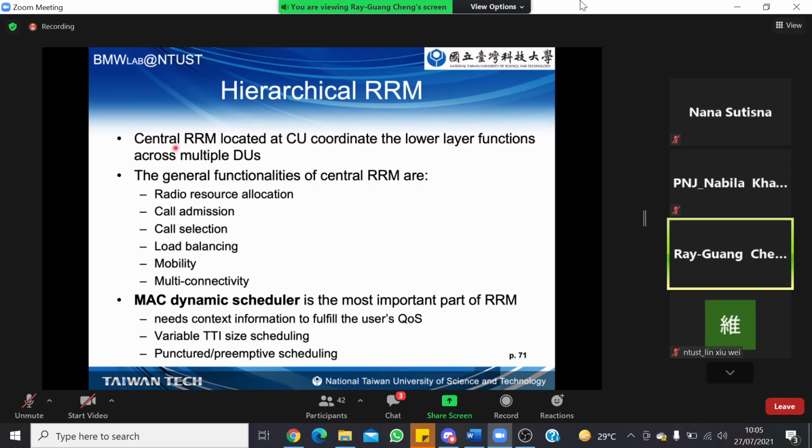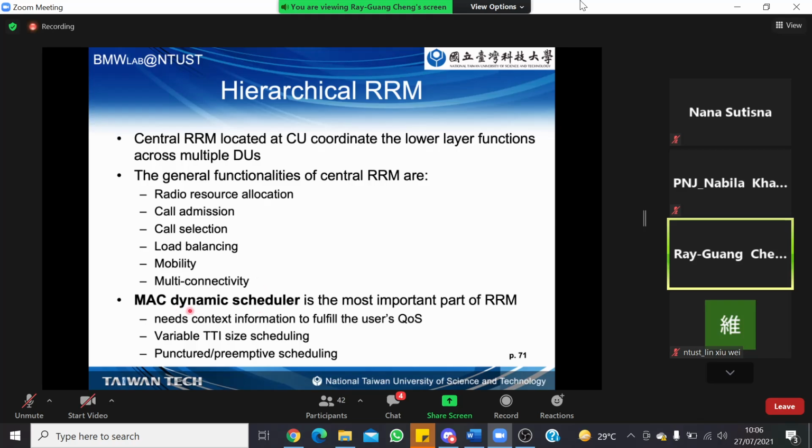Normally, central radio resource management is located at the CU, and it can be used to coordinate the lower layer functions across multiple DUs. The general functionality of RRM are radio resource allocation, call admission, cell selection, load balancing. You can select a different base station to handle the call. Mobility, multi-connectivity.